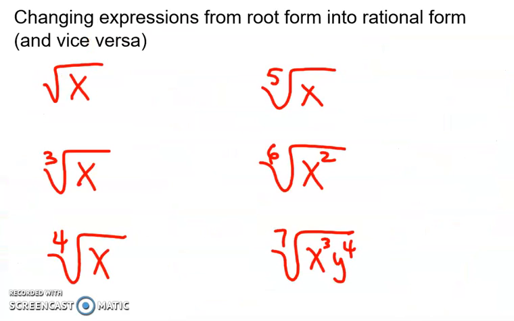So the next set of problems we're going to be talking about is changing root form into rational form, so going back and forth. So here we have radicals. And when changing this into a rational form, we're talking about turning it into something raised to an exponent. So what we're looking for is the number or variable underneath the radical is being raised to, and the number out here.